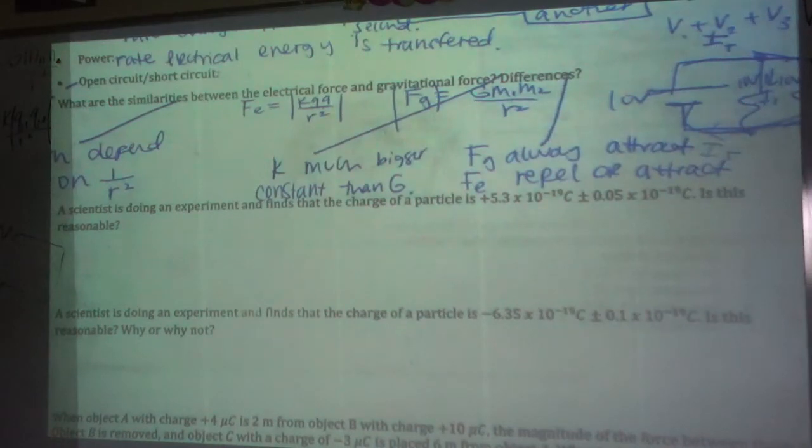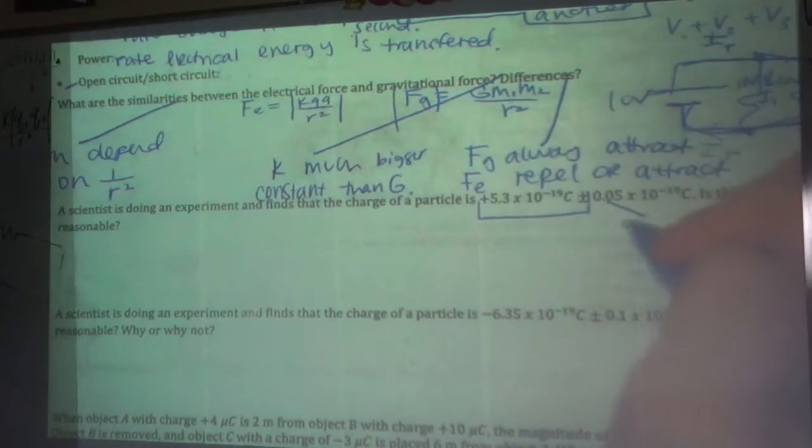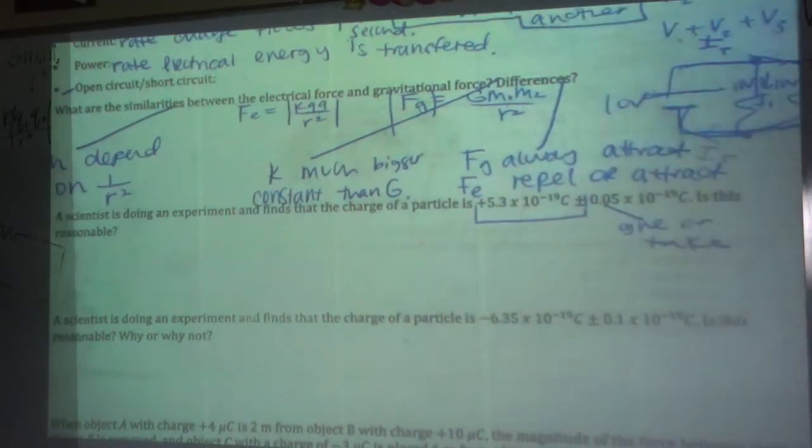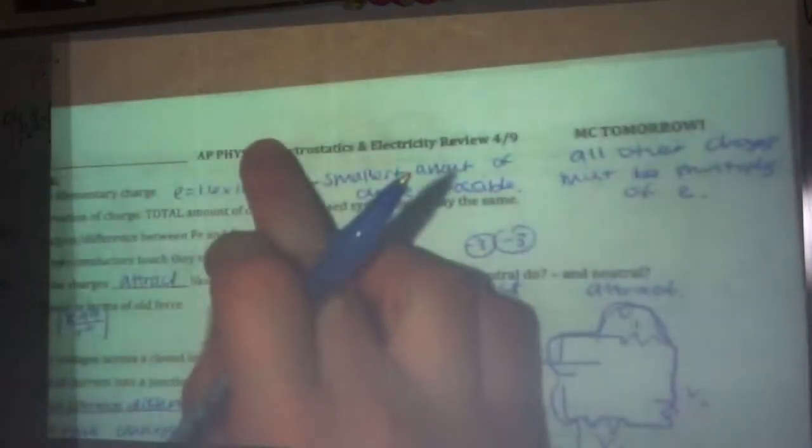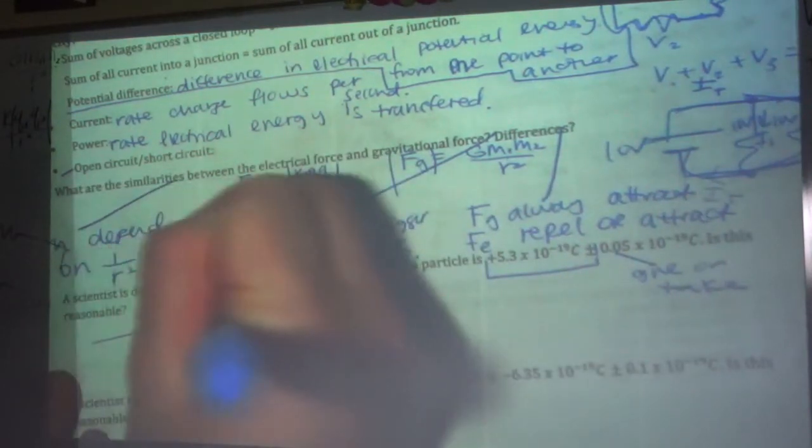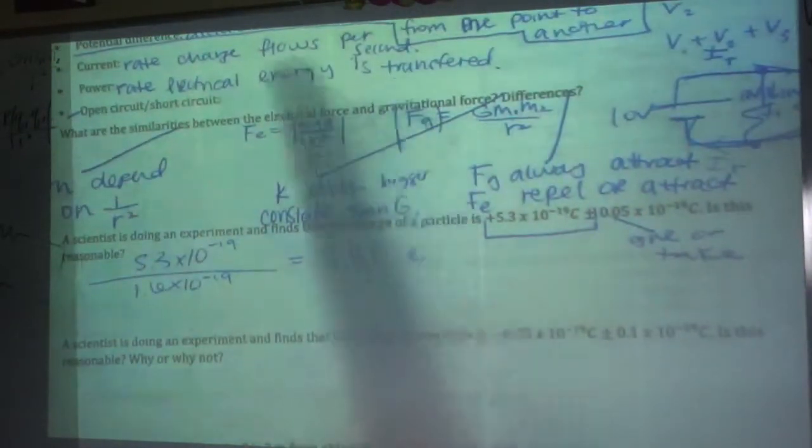All right, number 2. A scientist is doing an experiment and finds that the charge of a particle is this much, give or take this much. Is this reasonable? So let's think about whether an amount of charge is reasonable or not. Is it a multiple of the elementary charge? So I'm going to take my 5.3 times 10 to the negative 19th and divide it by 1.6. That's going to get me 3.31 elementary charges, or electrons. Actually, protons, because this is positive.